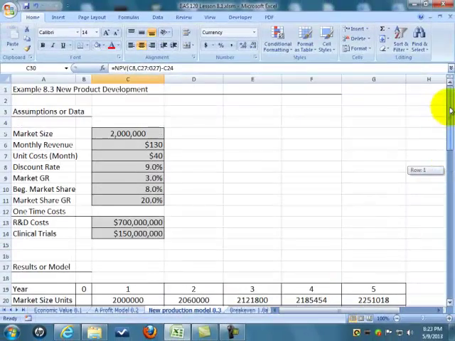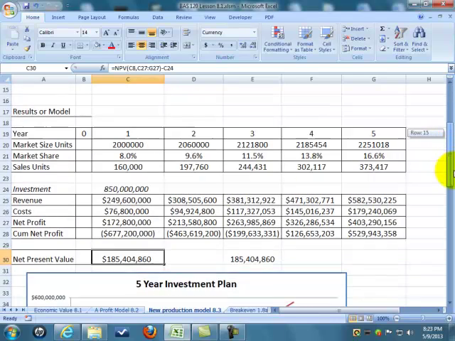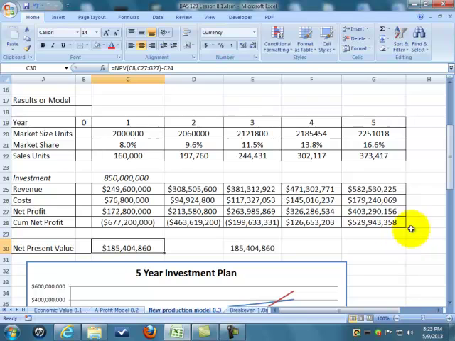So there's a model that'll allow you to look at new product development investments, to see if future cash flows justify a relatively large investment.